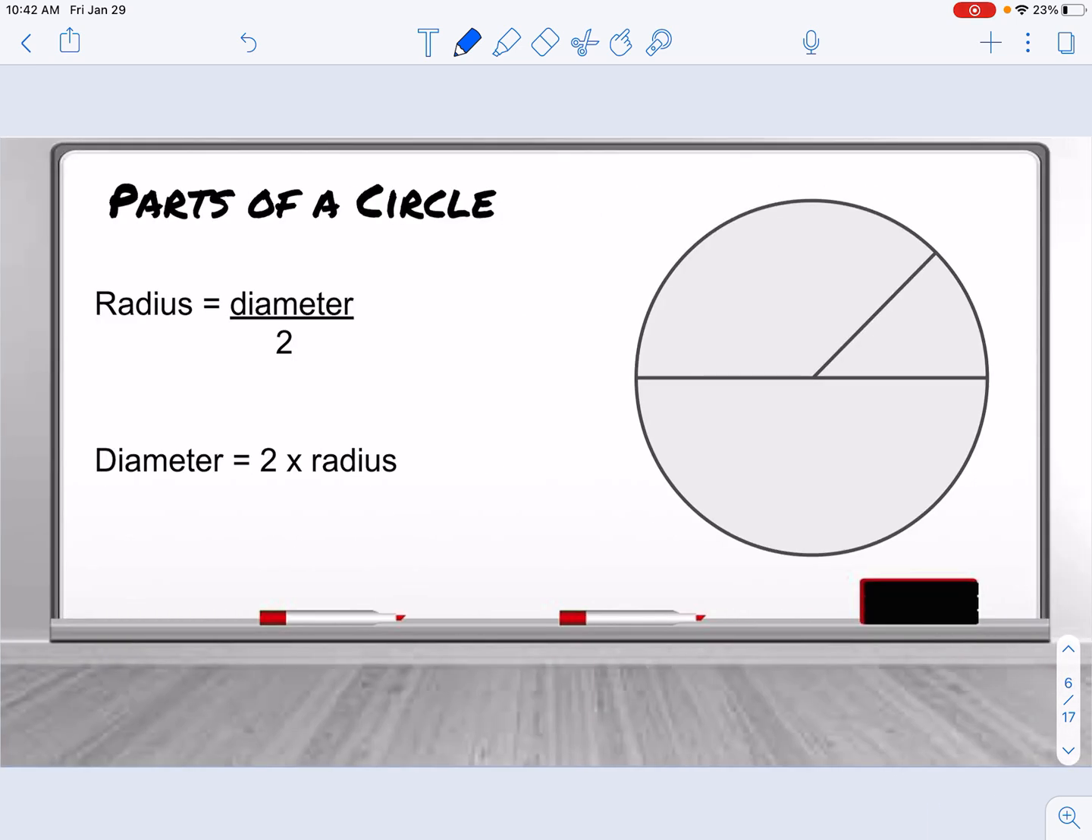So let's review those parts of a circle. Remember, radius is halfway across. It connects the center to the outer edge. Diameter is the full distance across. And circumference is the distance around.